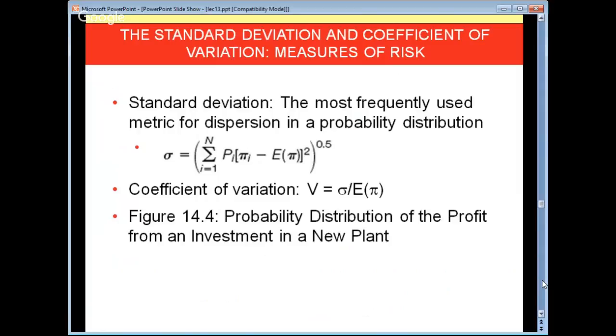Here I have the probability of each occurrence times the profit on each occurrence minus the expected profit. And this is just the average, the weighted average. Squared. I square it, and then I take the square root. When I square it, without taking the square root, just squaring it, what do I get?